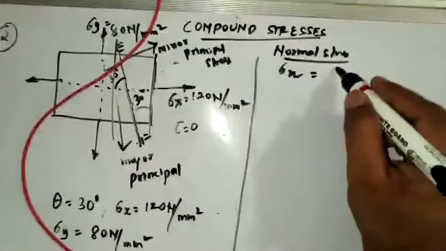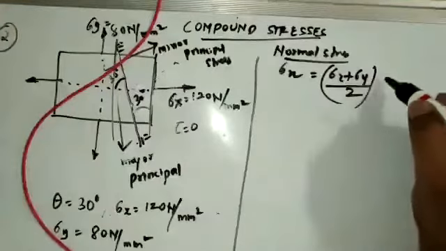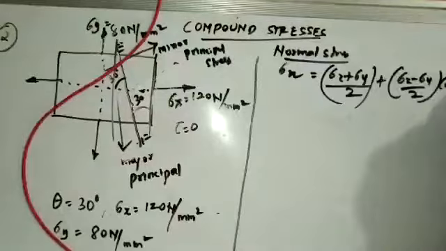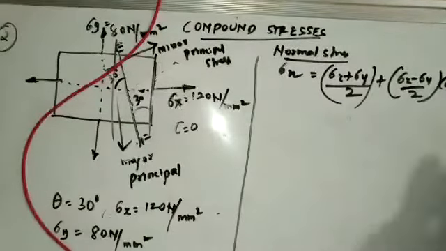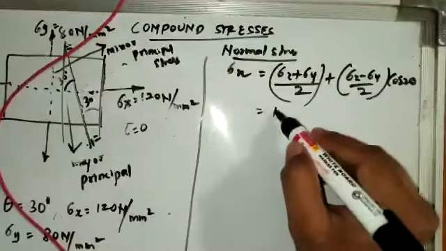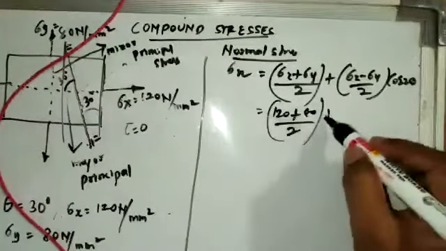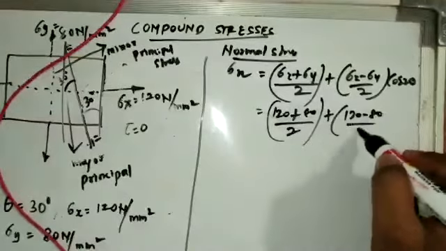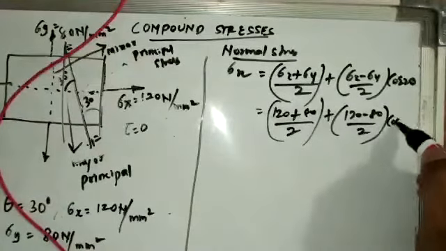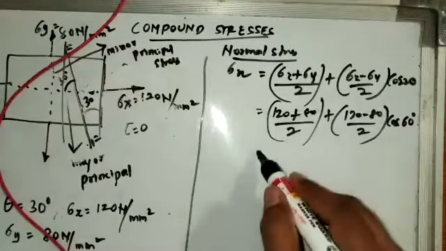Sigma n equals sigma x plus sigma y by 2, correct? Plus sigma x minus sigma y by 2 cos 2 theta. Correct. Cos 2 theta. Okay. Now sigma x and sigma y value you know. Substitute that and find out. 120 plus 80 by 2, plus 120 minus 80 by 2, cos 2 theta means it will be 60 degree. Can you find out this value?